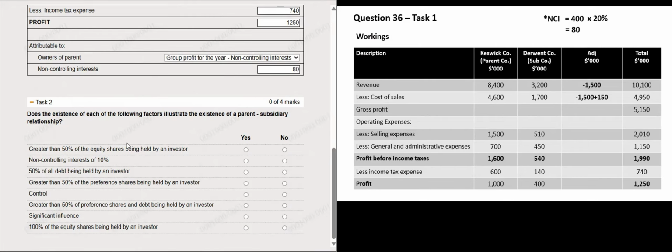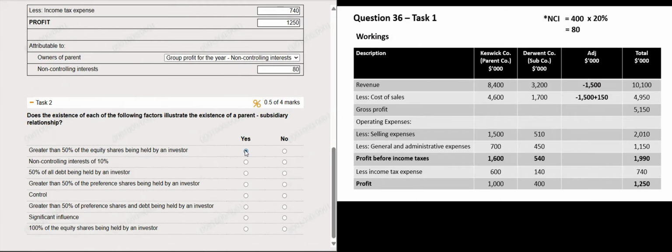Let's see what are the options. Number 1, greater than 50% of the equity shares being held by an investor. Greater than 50% does indicate the existence of a parent-subsidiary relationship as it indicates control. So this is the correct option. Number 2, non-controlling interest of 10%. This means that there would be a controlling interest of 90%, which would indicate a parent-subsidiary relationship. So this is also a parent-subsidiary relationship.